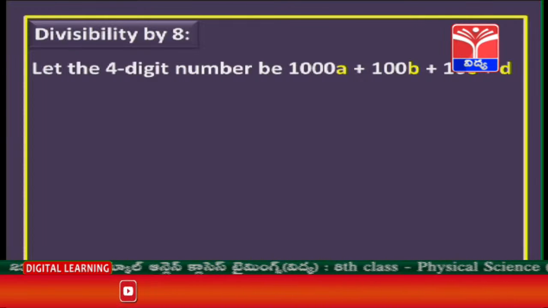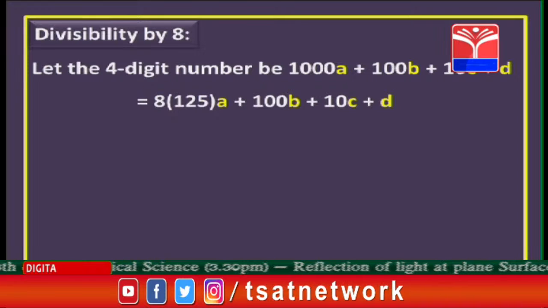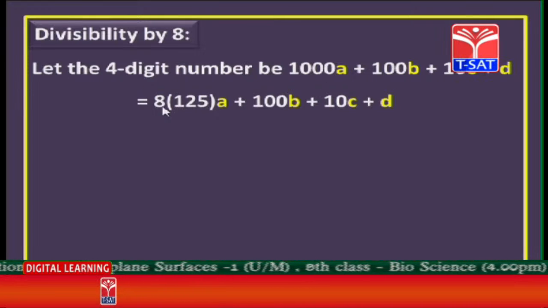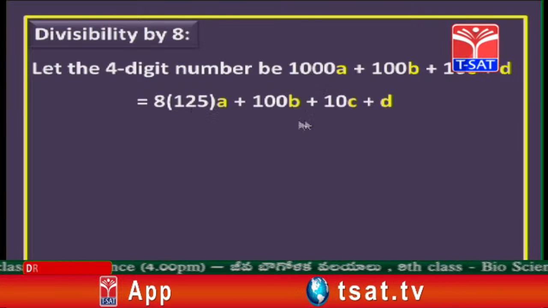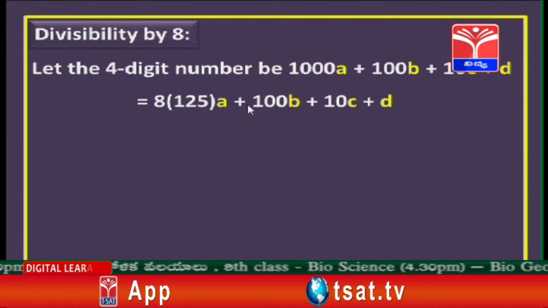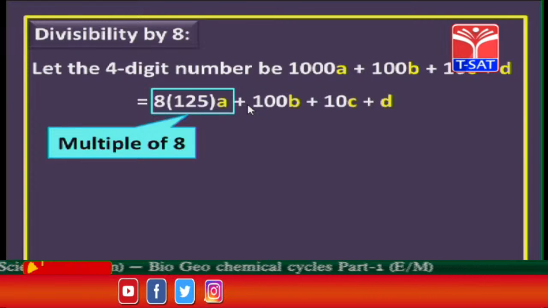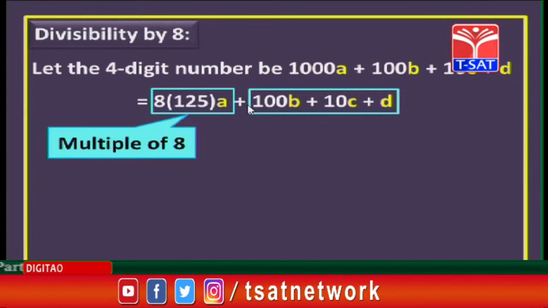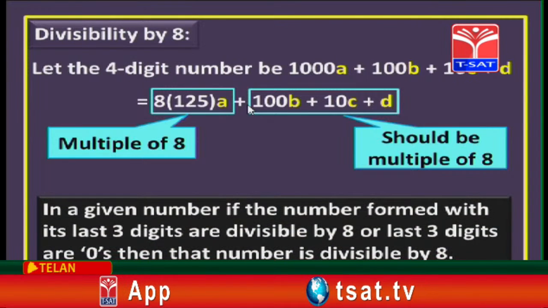Again, we are going to consider a 4-digit number as shown, and in this case we are going to take 8 common in the first one, that is 1000a. So, in 1000a, if I take 8 common, I can write it as 8 into 125a plus 100b, 10c and d as it is, no change. Now, this particular number, that is 8 into 125a, is a multiple of 8 or is divisible by 8, whereas the left 3 terms, that is 100b plus 10c plus d, should be a multiple of 8. Then only I can say this number is divisible by 8.